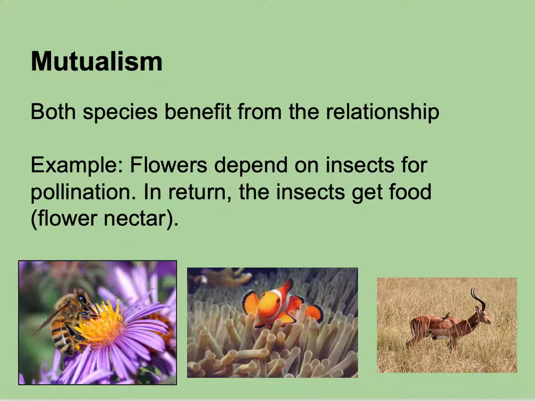The middle picture, the Nemo fish, the clownfish, and the anemone. The anemone protects the fish, chases other things away from the anemone, so they're protecting each other. It's mutualism. On the right side there's a little tiny bird on top of that antelope. So the bird eats any parasites off of the antelope, so the antelope doesn't have parasites anymore. Bird has food, they both benefit.